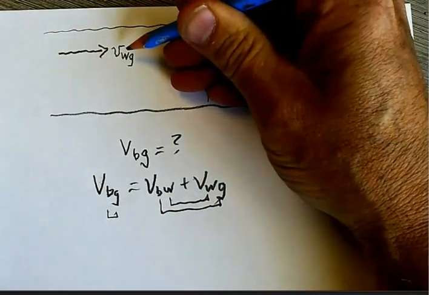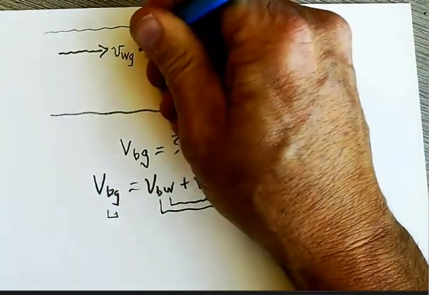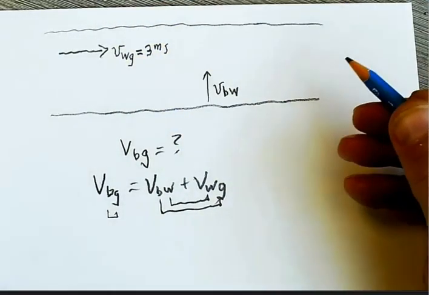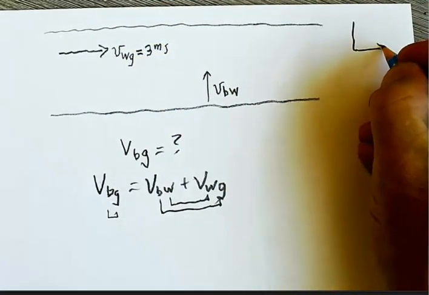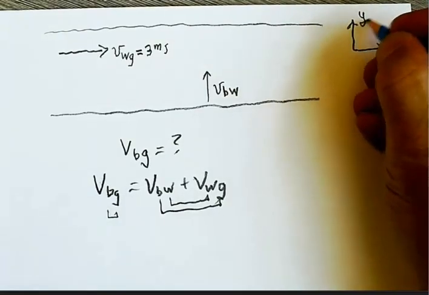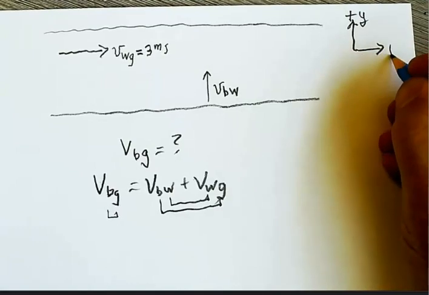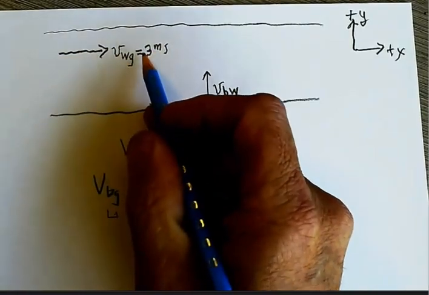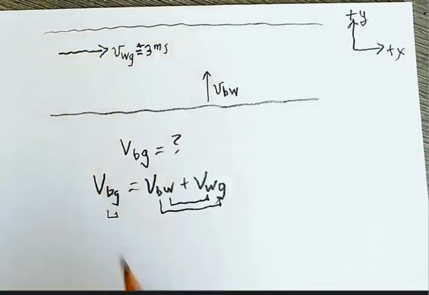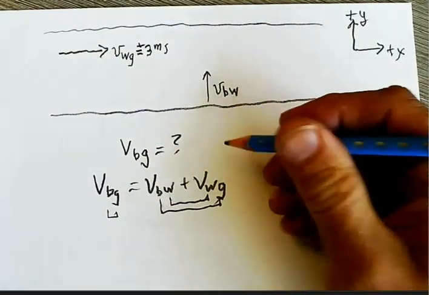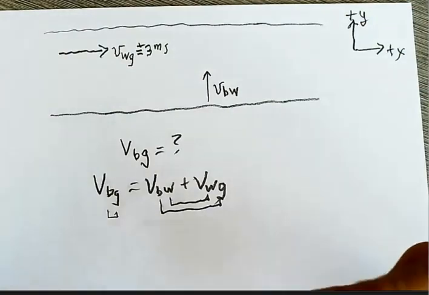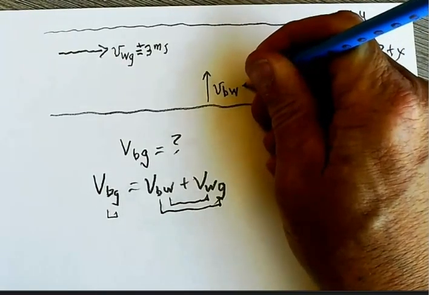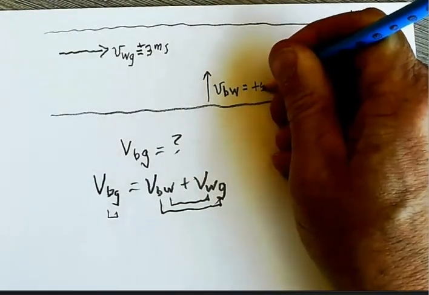Okay, so perhaps we know that the velocity of the water with respect to the ground is 3 meters per second. And I'm going to follow my traditional coordinate system that says on the y-axis, that way is positive, and on the x-axis, that way is positive. That's my choice. So here we go. The water's flowing in the positive x direction, so that's plus 3 meters per second. And I know that my boat in still water, if the water wasn't moving, I can measure the velocity of my boat with respect to the water. Let's just say that's 5 meters per second.